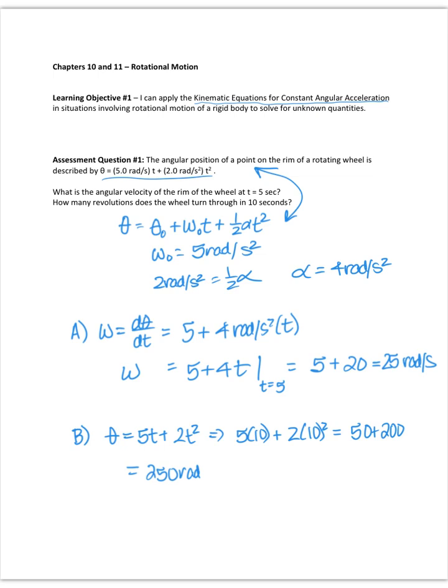Now, the question asks for revolutions, and so this is where we're going to do a conversion because we know that there's 2 pi radians in 1 revolution. And that will then allow me to find the number of revolutions, which is 39.8 revolutions. And so that's kind of a typical type of question we might run into.